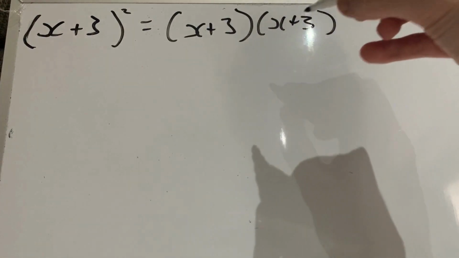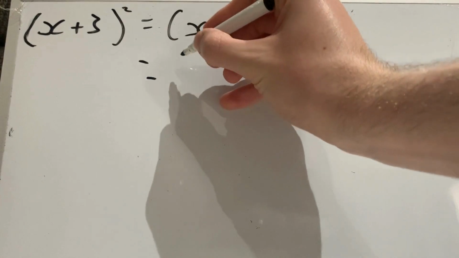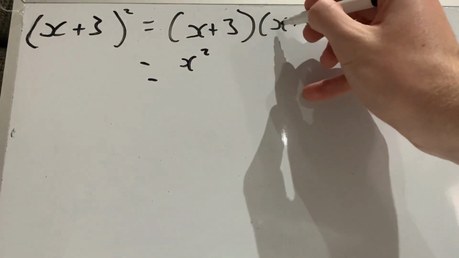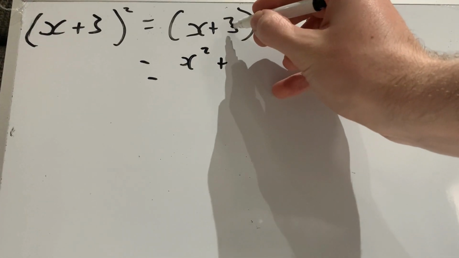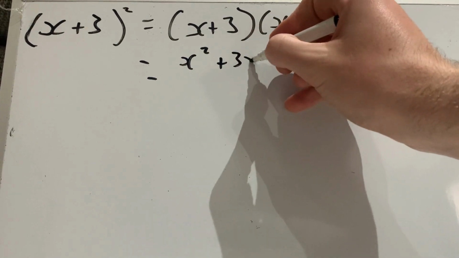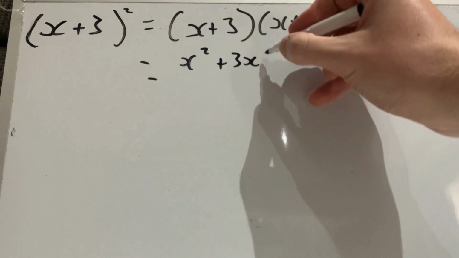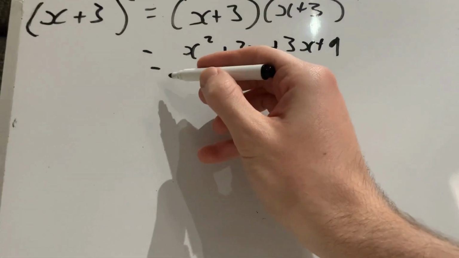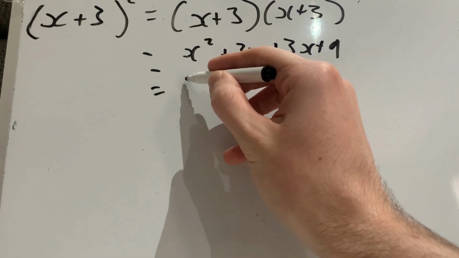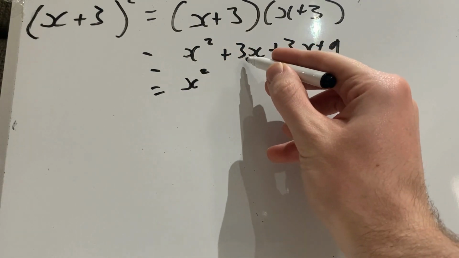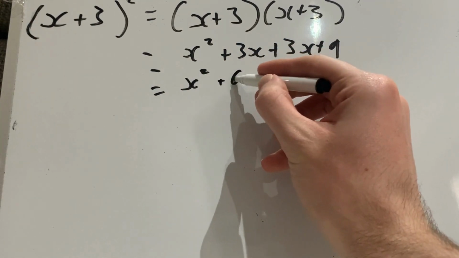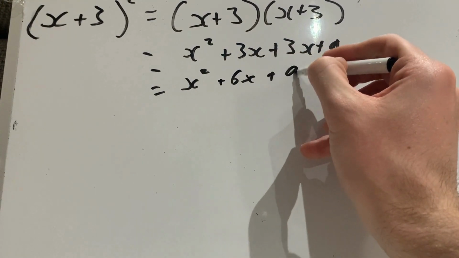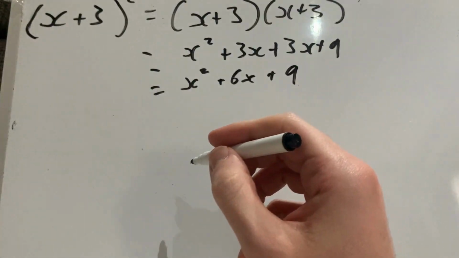And then if you want to expand that out, you can get x squared, because x times x, plus 3x, and then plus the other 3x, plus 9. And then if you collect all those up, you'll get x squared, and then 3x plus 3x is 6x, and plus 9. So that's how you'd expand that.